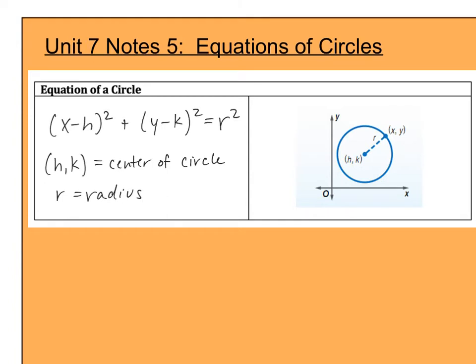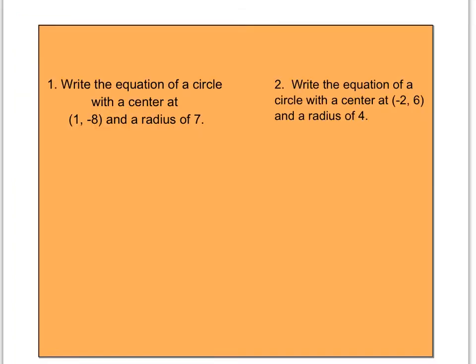And so I think it'll be best if we just jump right into an example. Number 1, write the equation of a circle with a center at (1, -8) and a radius of 7. So remember the formula. It goes (x - h)² + (y - k)² = r². This is our h, the 1. This is our k, the -8. And this is our r, our radius. So the center is the h and the k, and the radius is the 7, or the r.